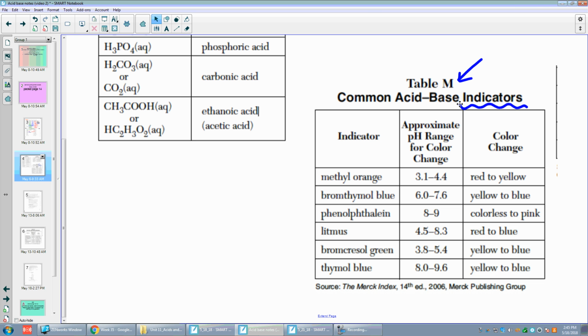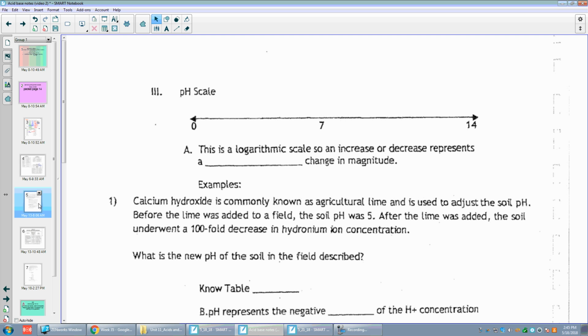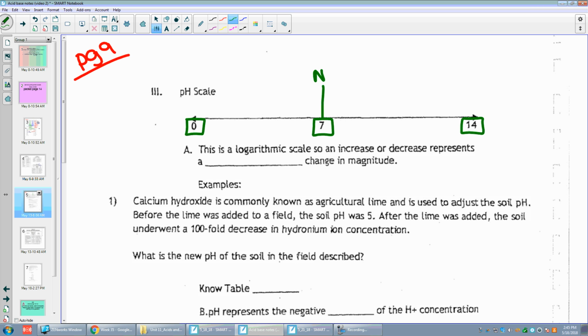We're also going to flip in our packets, and this is your page 9. Your packet, page 9. We're going to talk about our pH scale. Then we will get to our indicators. So what I first want to talk about is the pH scale, how it goes from 0 all the way up to 14, with 7 being in the middle. 7 is considered neutral.